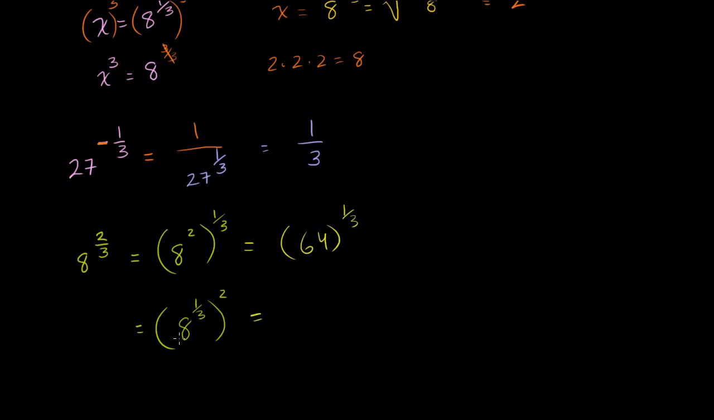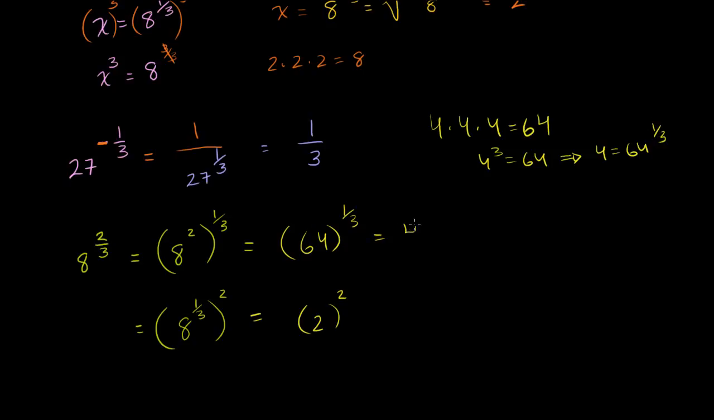Down here, we have 8 to the 1/3. We already figured out what that is. That's 2, because 2 to the 3rd power is 8. So this is 2 squared. Now, what is 64 to the 1/3? What times itself 3 times is equal to 64? Well, 4 times 4 times 4 is equal to 64. Or 4 to the 3rd is equal to 64, which means that 4 is equal to 64 to the 1/3. So this is equal to 4.